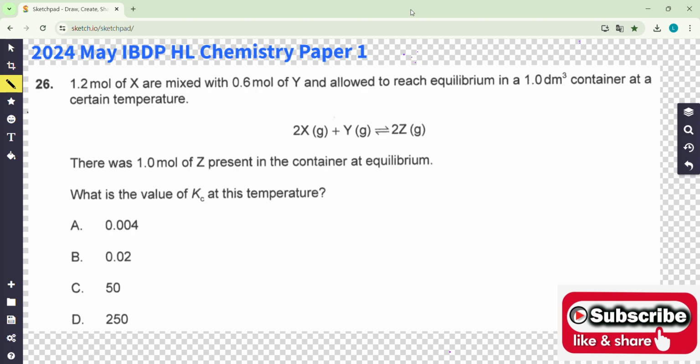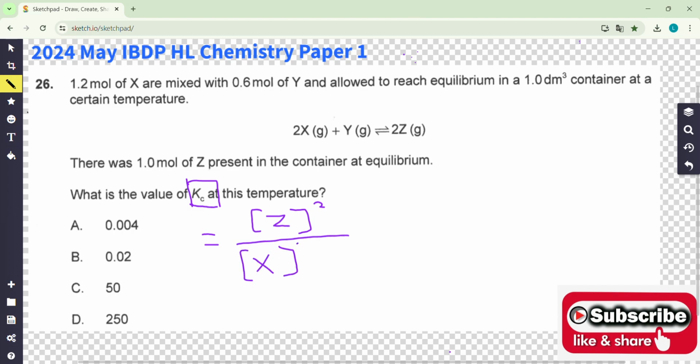Question 26 is about equilibrium constant. So always look at the exact question, okay? Equilibrium constant. So you remember, I got this reaction, so I remember the equilibrium condition. Equilibrium constant, remember, is the concentration of Z squared over the concentration of X squared multiplied by the concentration of Y. So our task is to find these three concentrations at equilibrium.